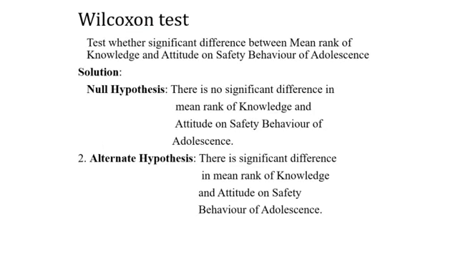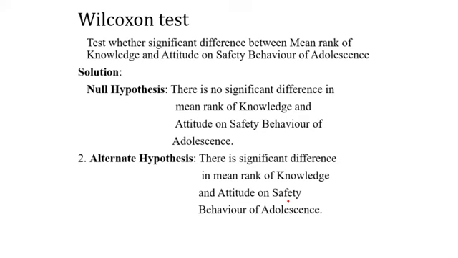So, to see an example: to test whether there is a significant difference between the mean rank of knowledge and attitude on safety behavior of adolescents. We are just comparing the mean ranks of these two properties, knowledge and attitude. So the hypothesis will be stated like this: there is a significant difference in the mean rank of knowledge and attitude on safety behavior of adolescents. You are checking whether a significant difference exists between these two things or not.